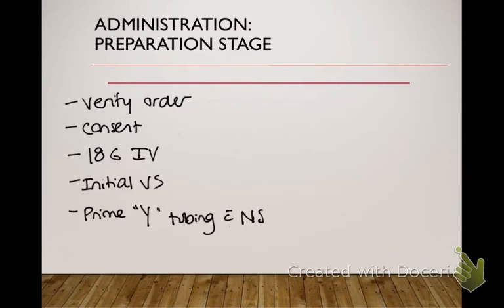So how do we prepare it? Always verify the order. How many nurses do you need? 2. Yes. You need consent from the patient. That's important. You need to make sure consent's on the chart. You're going to try to use an 18 gauge IV if you can. Obviously, sometimes we can't get that, but you're going to take a set of initial vital signs. And like I said, you're going to prime your tubing with the Y tubing.